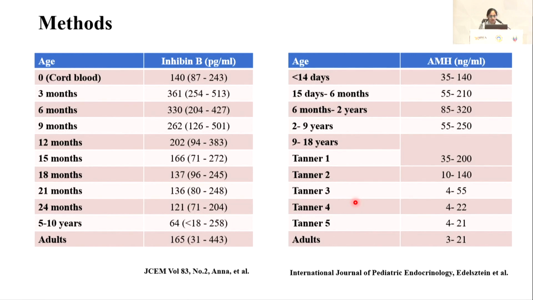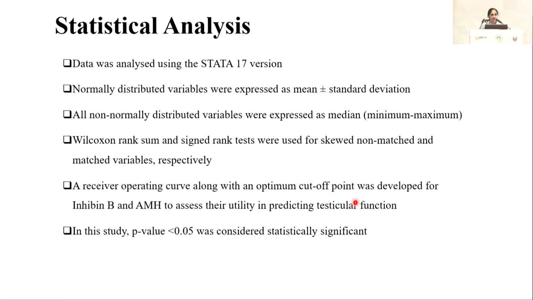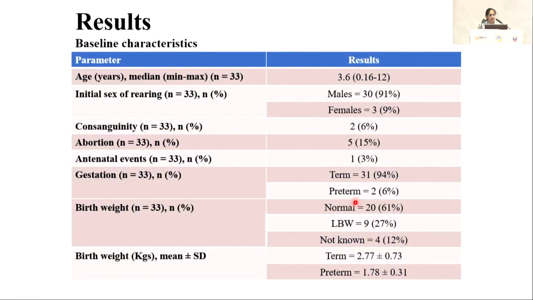So these are the reference age-based inhibin B and AMH cutoffs we have taken from the previously published data. In this study, data was further analyzed using STATA version 17. Appropriate tests were applied, and a p-value of less than 0.05 was considered statistically significant. So the baseline characteristics are as follows.